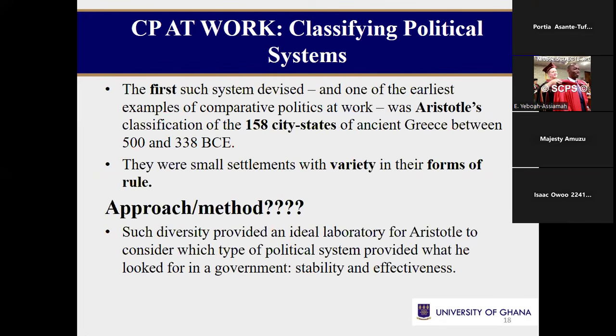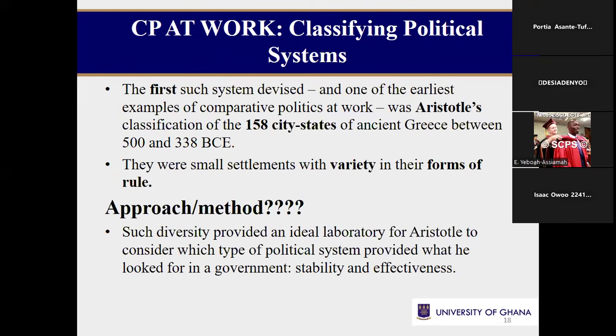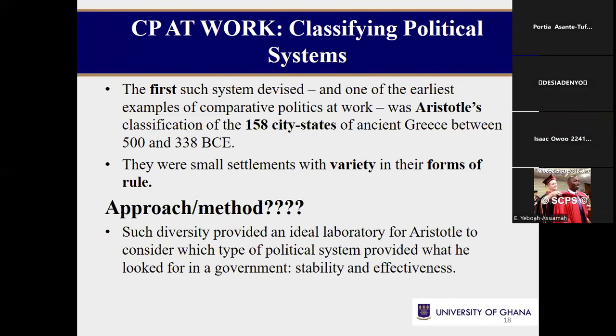Yes, Portia. Yes, Doc. At the end of the day, he was focused on the type of governments that will bring stability and effectiveness. Good. So, which type of government will bring about stability and effectiveness?